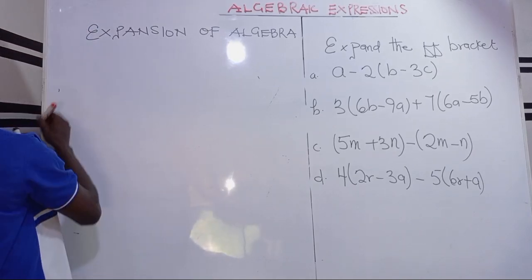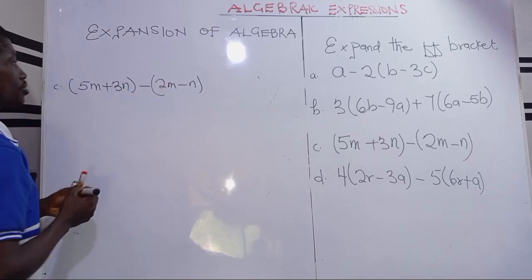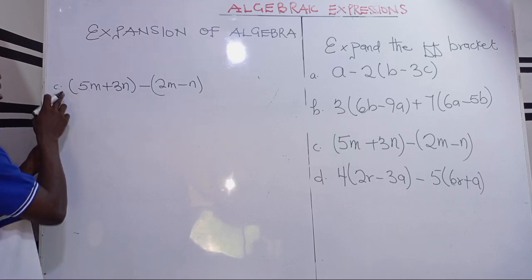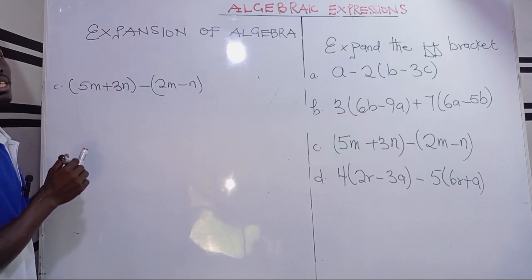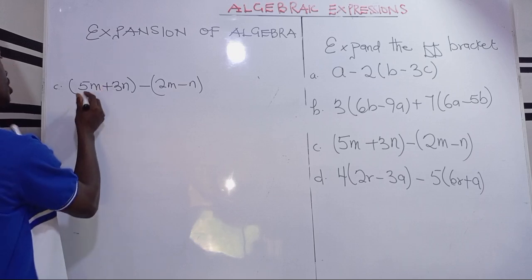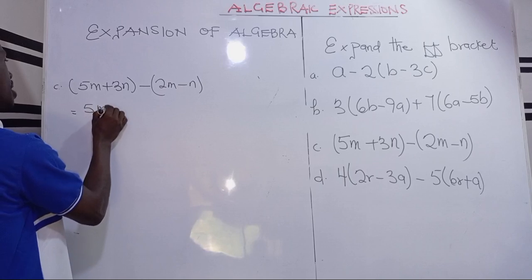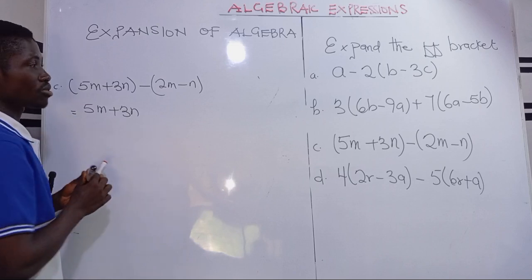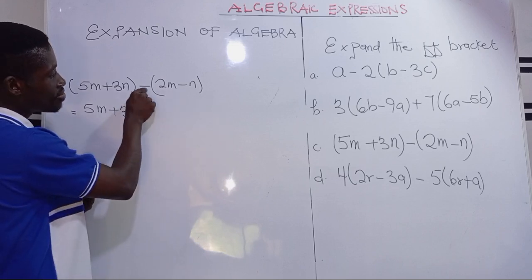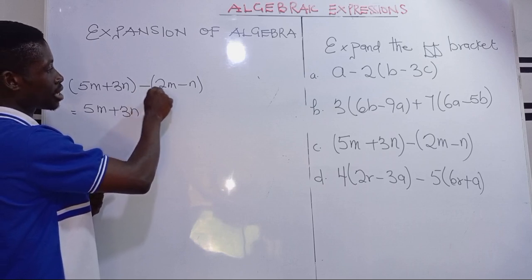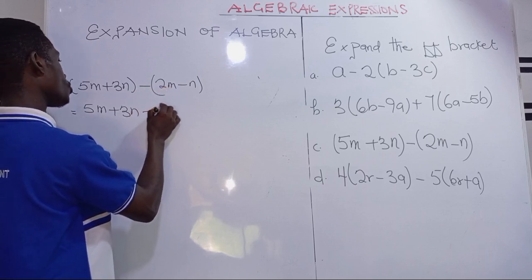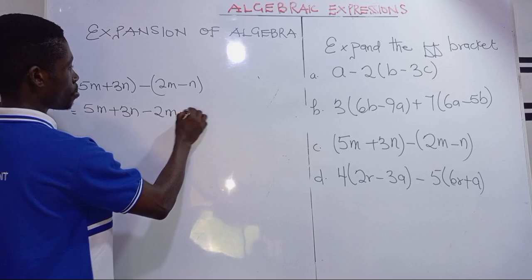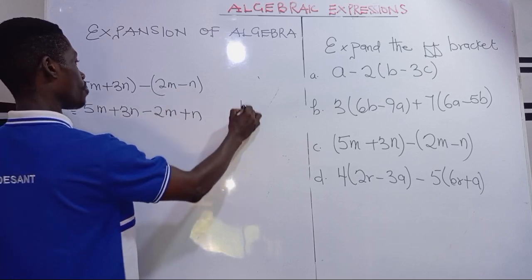So we have to expand and then simplify. So already we don't have any number outside the bracket, so we have 1. 1 times the numbers within the bracket are still the same terms within the bracket. So we are still going to get 5m plus what? 3m. But we are having a negative outside the bracket, so we have to expand to remove the bracket. Negative 1 times 2m will give us what? Minus 2m. Negative 1 times negative n will give us what? Positive n.